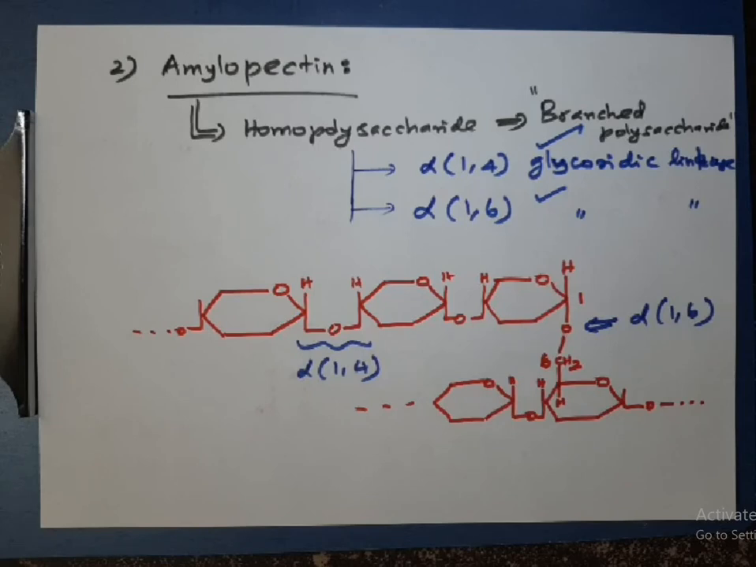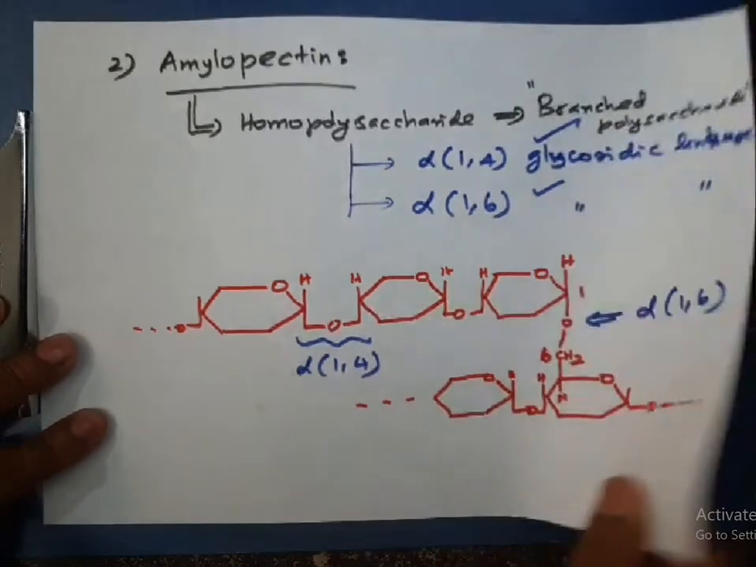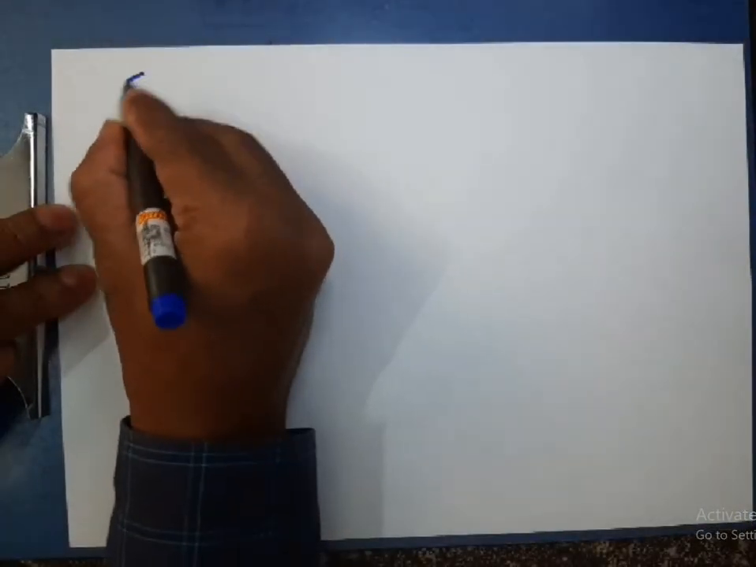So remember, starch is a mixture. It consists of two fractions, amylose and amylopectin. Amylose is a linear chain polysaccharide. Amylopectin is a branched polysaccharide. In amylose we have only alpha 1,4 linkage, whereas in amylopectin we have alpha 1,4 and alpha 1,6 linkages. Now we'll go to the next polysaccharide, that is cellulose. The next polysaccharide that we are going to discuss is cellulose.